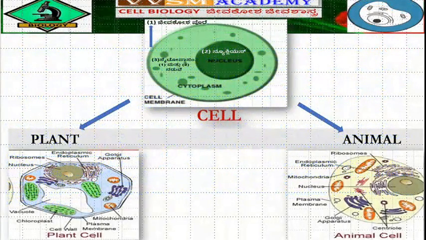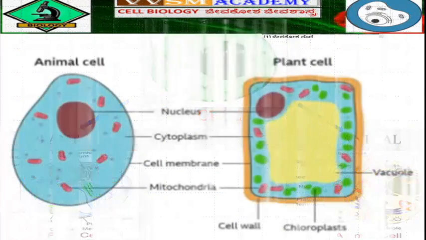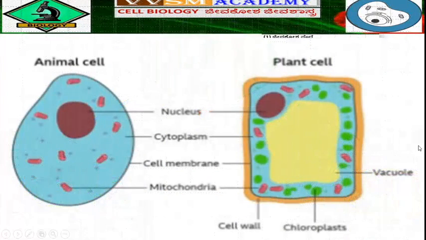Further, as I told you, there is the plant cell and the animal cell. This is the animal cell. This is the plant cell. So the things common to the animal cell and plant cell are the nucleus, cytoplasm, cell membrane, and mitochondria. These are all common, but the different things are cell wall, chloroplast, and vacuole. Cell wall, chloroplast, and vacuole are present in the plant cell only. These things are absent in the animal cell.